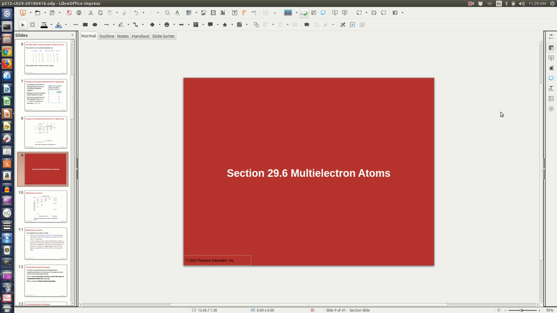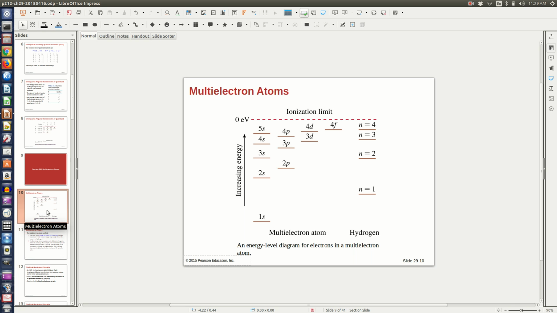Section 29.6, multi-electron atoms. So we're now ready to consider what happens when we build up atoms heavier than hydrogen, which have more than one electron. The hydrogen atom is somewhat unique. Well, it is unique in the sense that in its ground state and in its neutral configuration it has only one electron, and so that electron does not interact with any other electrons. In all heavier atoms, once you have two or more electrons, they interact with one another, which complicates matters significantly.